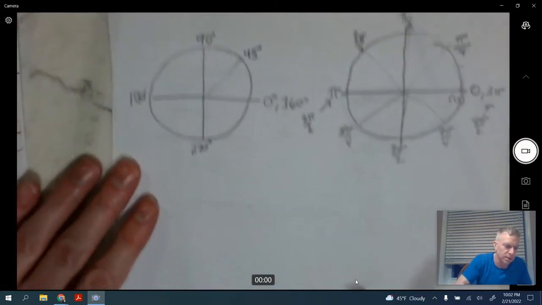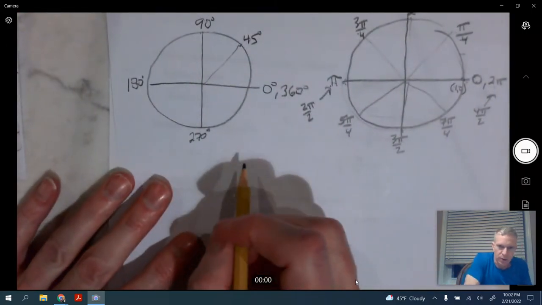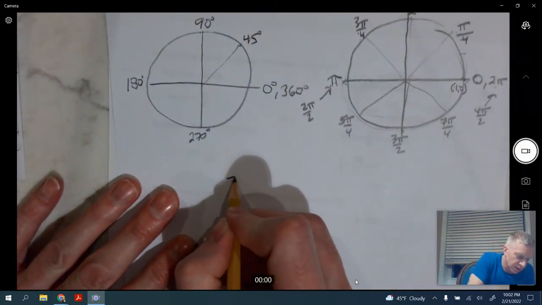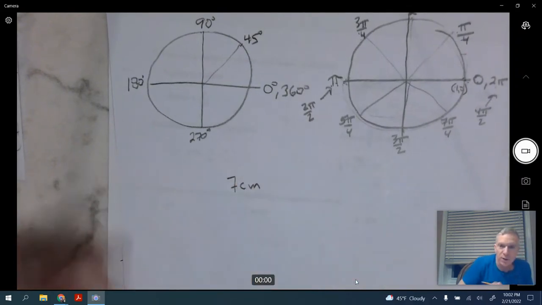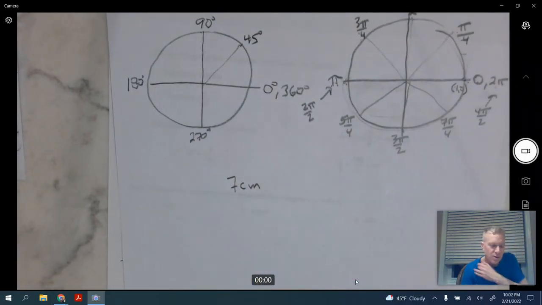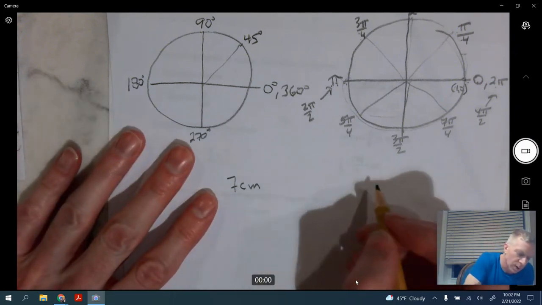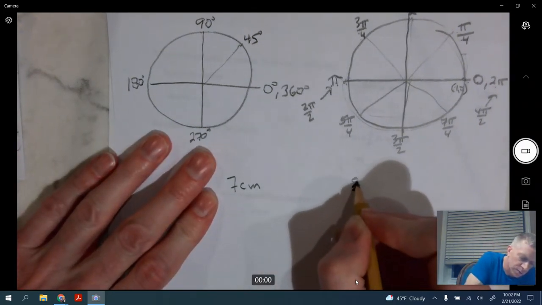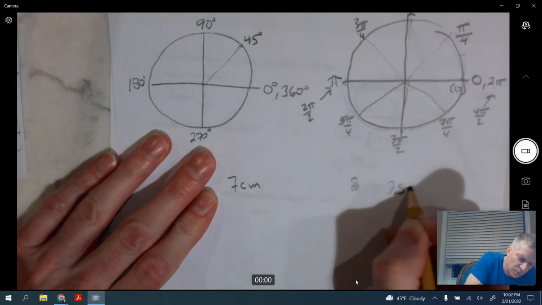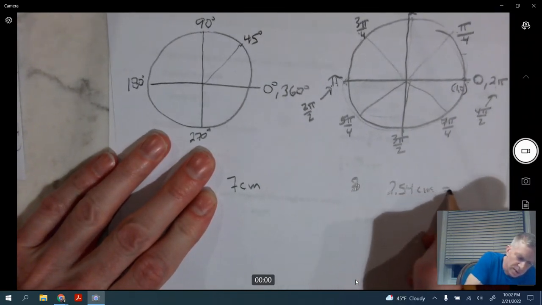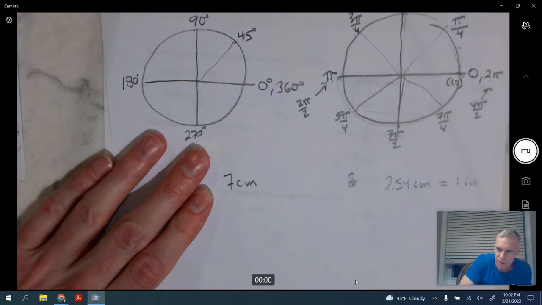Think about back in science class, probably in grade school, you might be given something like 7 centimeters. And if you have to convert 7 centimeters to inches, well, you need the conversion factor. How many centimeters are there in an inch? Well, there are about 2.54 centimeters in 1 inch. So that's your conversion.